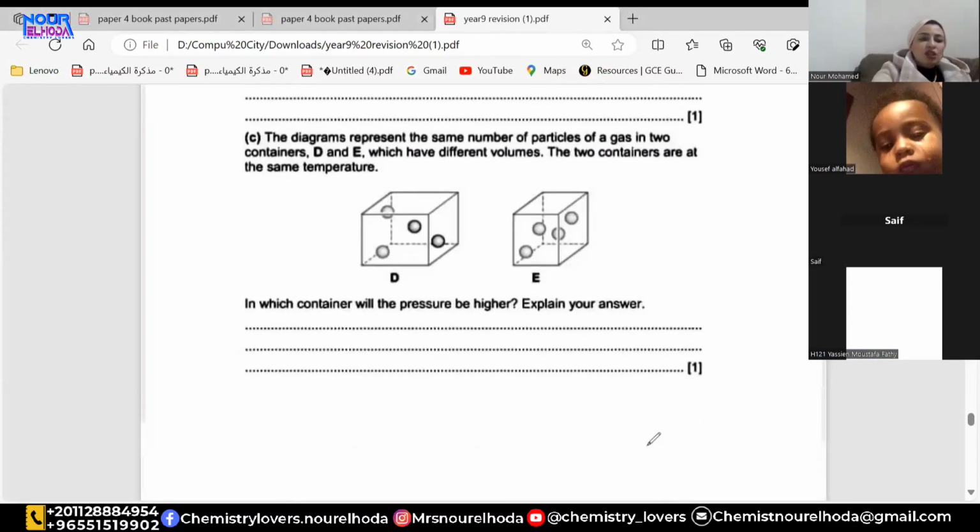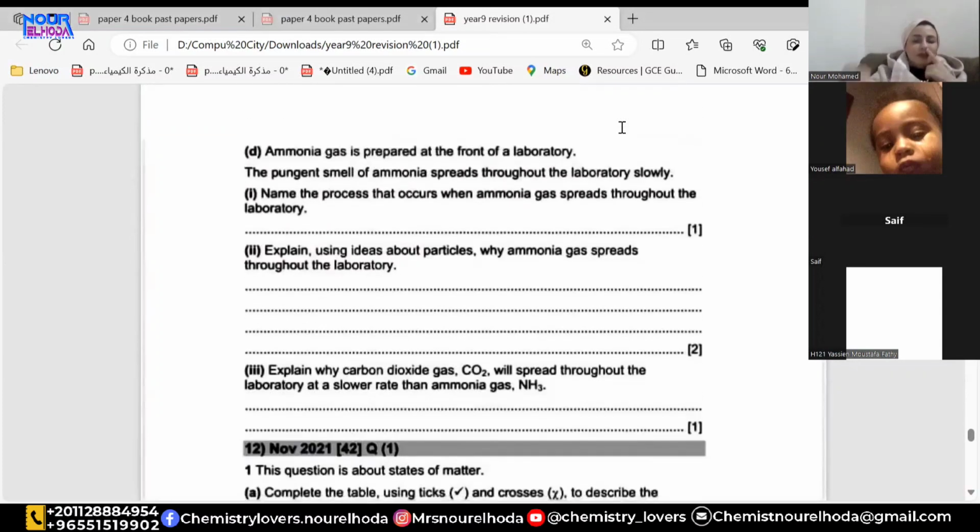Okay. Which container is going to have a higher pressure? For sure the one which has the smaller volume. As long as the volume is smaller, this means it's going to have higher pressure. You need to explain. I will choose E, I will say because it has a smaller volume. Okay? No, sublimation is not coming. Even if it's there, we already explained it, but for now we don't talk about it.